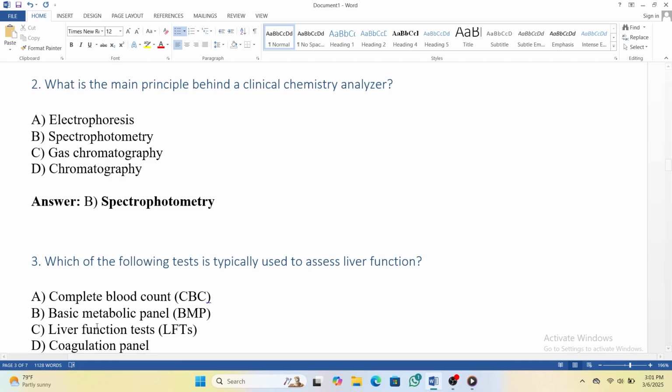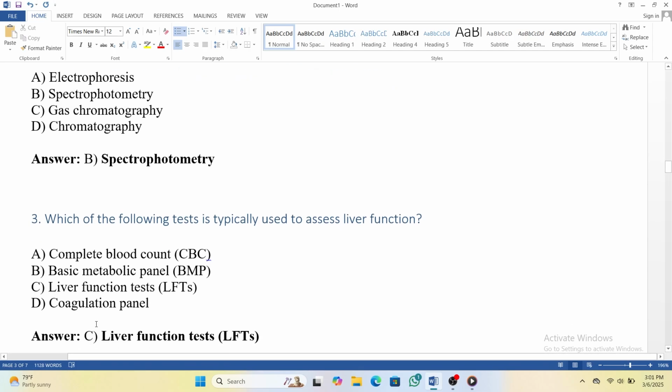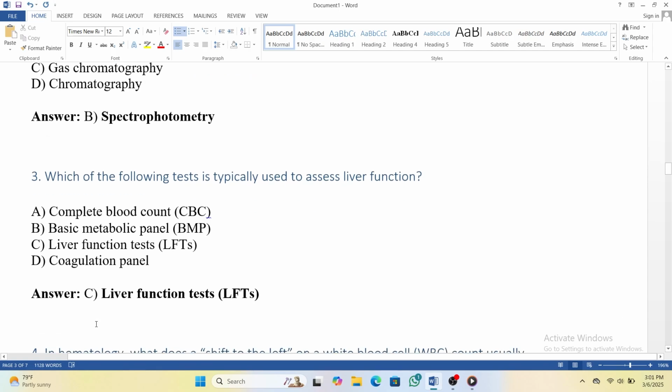3. Which of the following tests is typically used to assess liver function? A. Complete blood count, CBC. B. Basic metabolic panel, BMP. C. Liver function tests, LFTs. D. Coagulation panel. Answer: C. Liver function tests, LFTs.